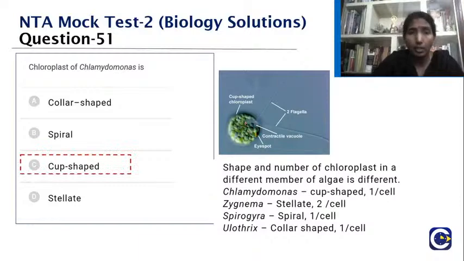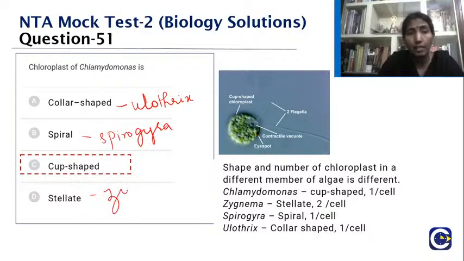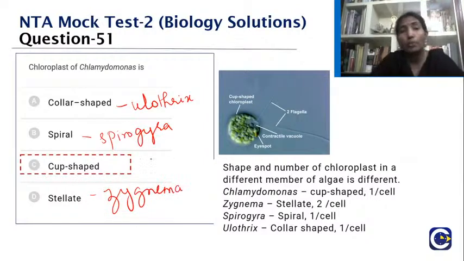You can see Chlamydomonas has a cup shaped chloroplast. It has two flagella, the contractile vacuole and the eye spot, which is very characteristic. So here in Chlamydomonas it is cup shape. The collar shape is characteristic of Ulothrix, and the spiral, as the name goes, is in Spirogyra, and the stellate shape we see in Zygnema. So these are the characteristic shapes of the chloroplast.